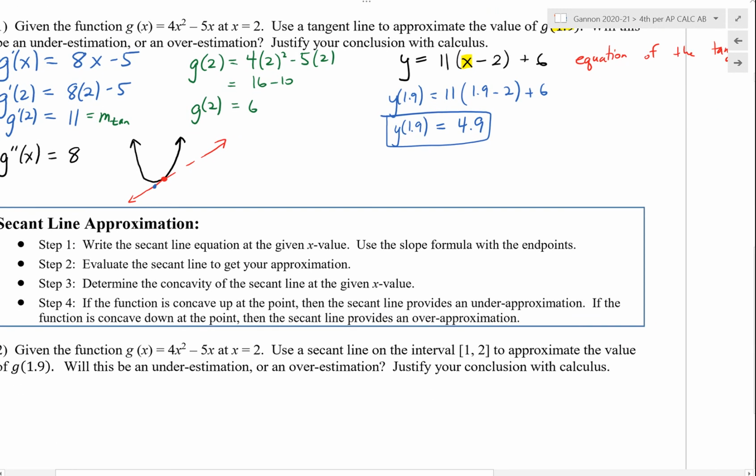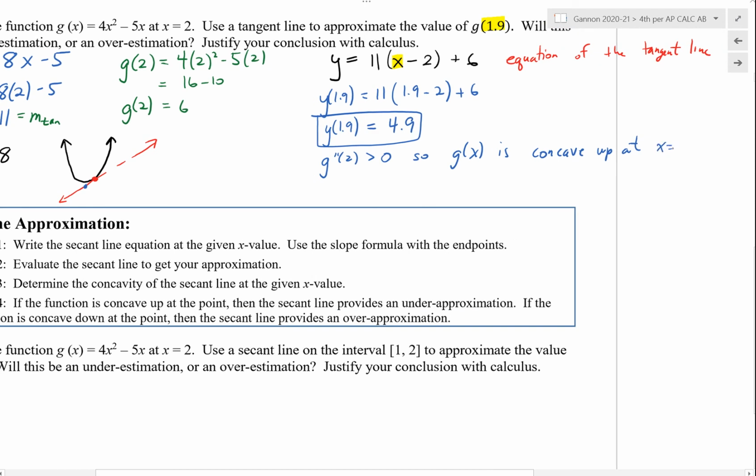And it does say to justify our conclusion using calculus. So we could say that g double prime of 2 is greater than 0, so g of x is concave up at x equals 2, and the tangent line is below the curve, making it an under approximation, or underestimate.